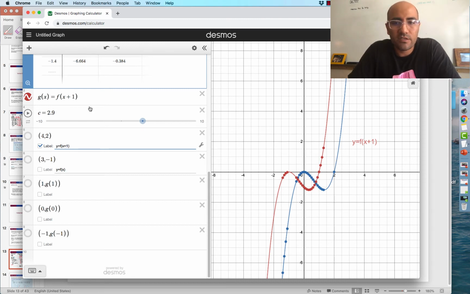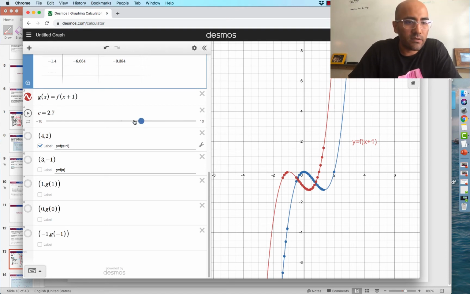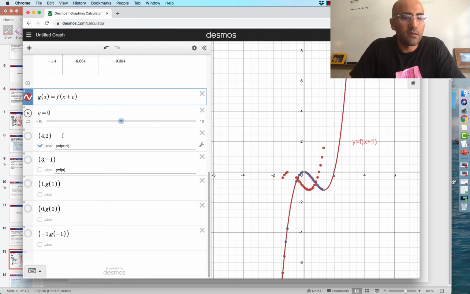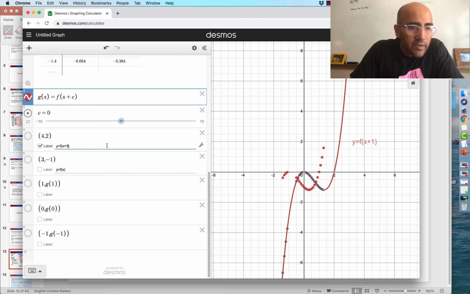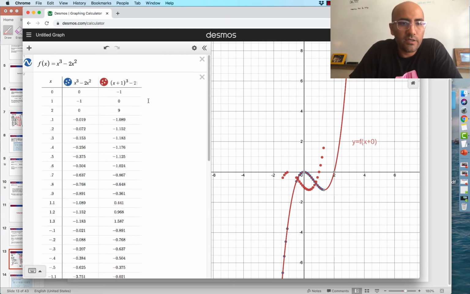Good, and again, there's nothing special about 1, so we can make it a constant. So let's go back to make this a 0. Make this a C. And then let's label this guy as plus C. There we go. Okay, so when we add 0, we get the original function, and let's get rid of those guys and get rid of those guys.